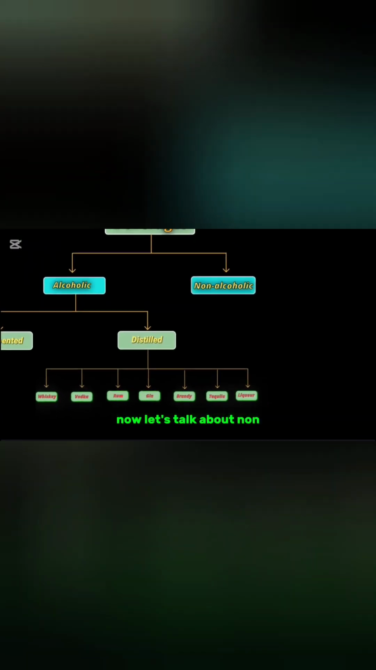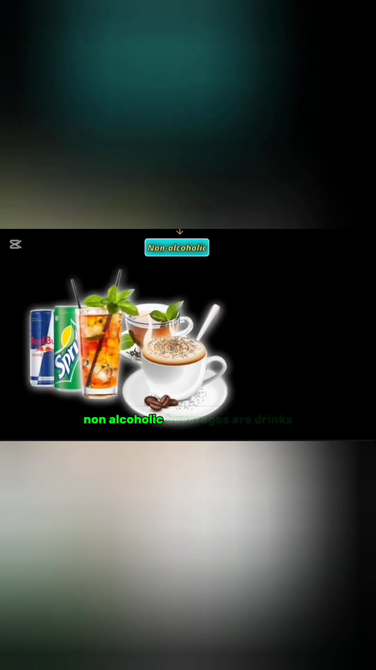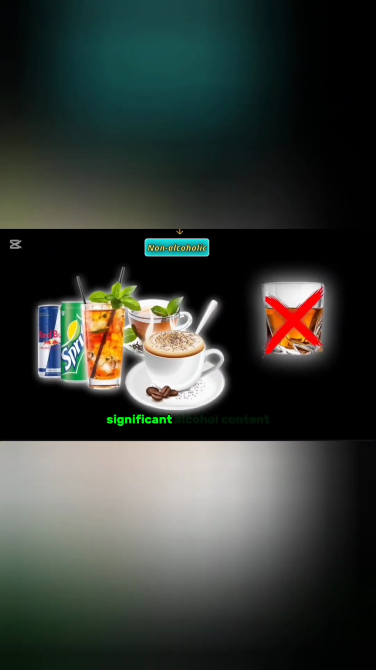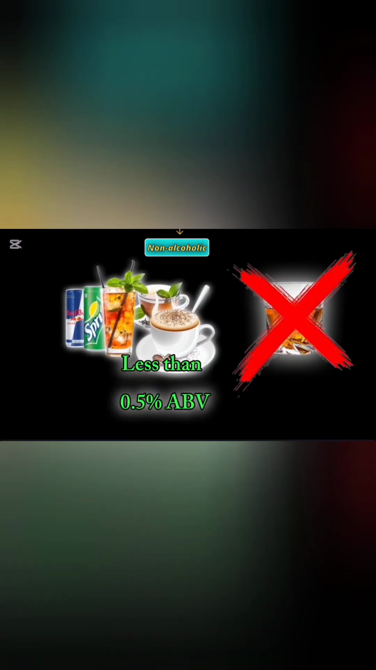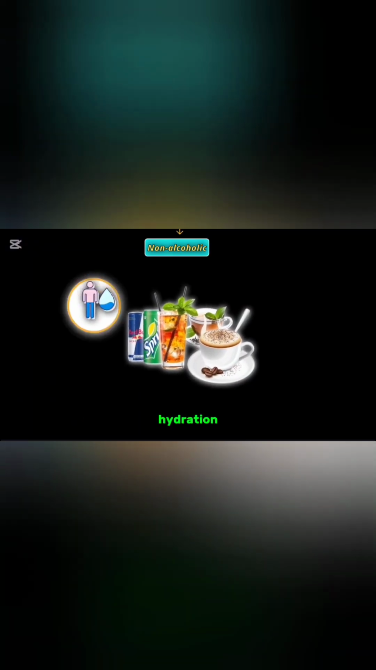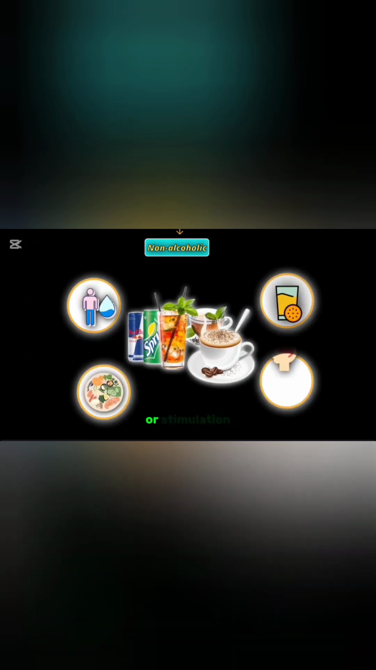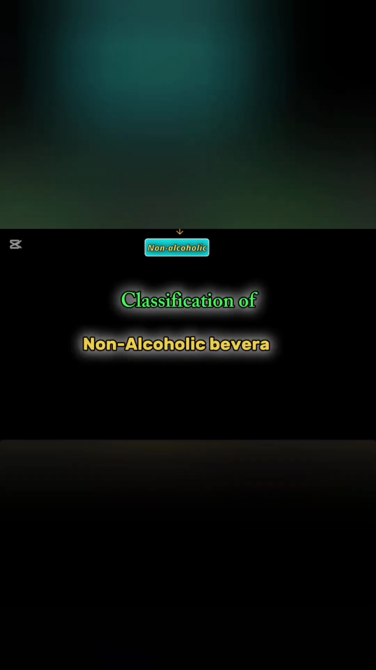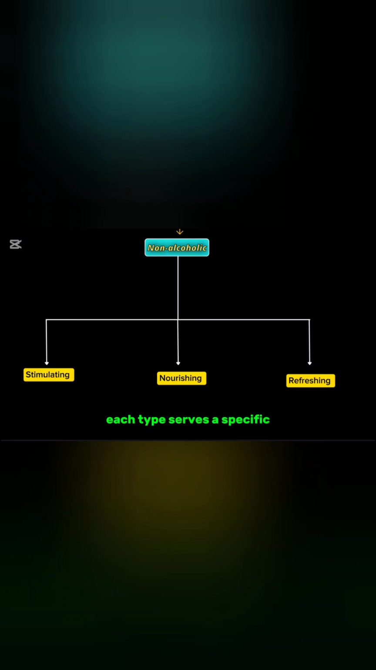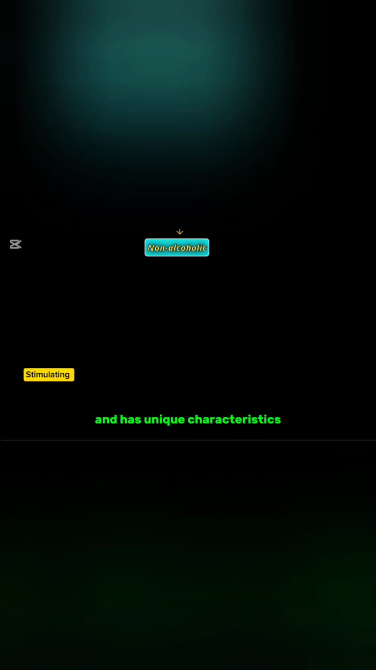Now let's talk about non-alcoholic beverages. Non-alcoholic beverages are drinks that do not contain significant alcohol content, typically less than 0.5% ABV. These beverages are consumed for hydration, nutrition, refreshment, or stimulation, and are widely popular across cultures and industries. Classification of non-alcoholic beverages. Non-alcoholic beverages are categorized into three main types: stimulating, nourishing, and refreshing beverages. Each type serves a specific purpose and has unique characteristics.